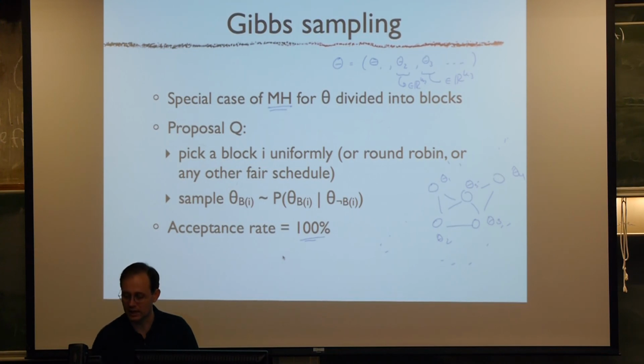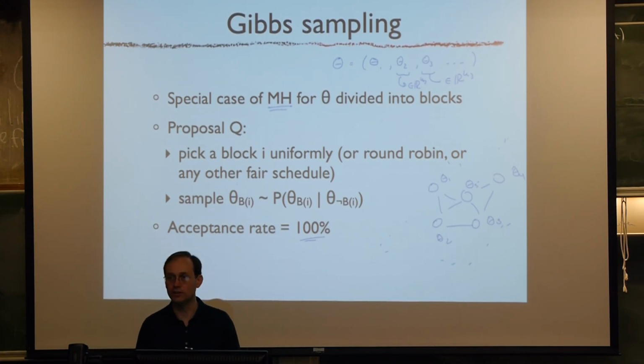It means that the higher your acceptance rate, the faster you mix, all else being equal. And so people were very happy when they came up with this variant of Metropolis Hastings that always accepted, and also has a fairly simple form. Again, I'm not going to go through the proof of why it always accepts, but it's pretty easily available. You can find it out on the net.